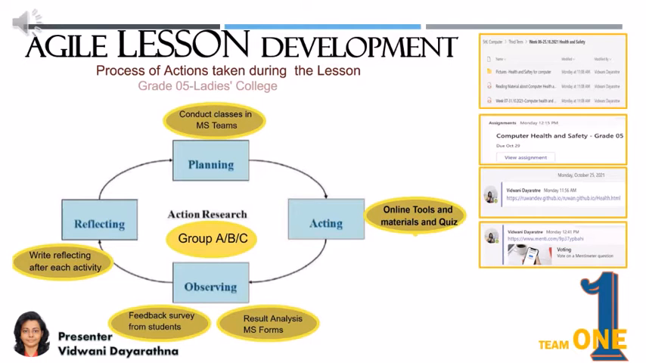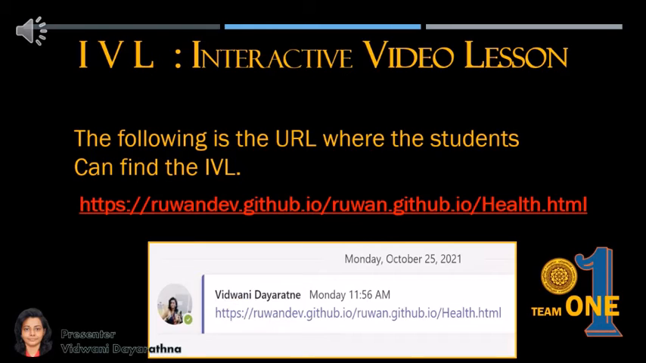Observing pace, resource analysis, Microsoft Forms, and feedback survey from students. Reflecting pace. As a cyclical process rather than a one-time event, we can reflect our own unique approach for future learning communities. Interactive video lesson.